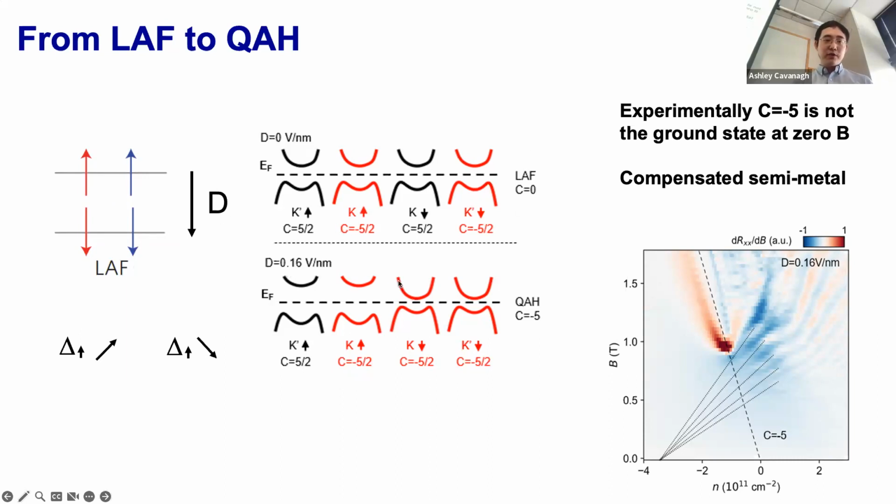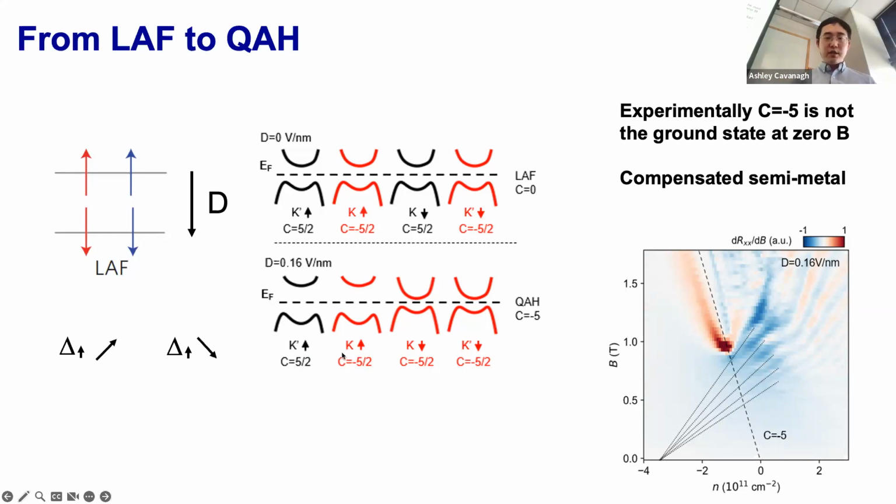As you apply displacement field, you're increasing the gap of the spin up species, and you're shrinking the gap of the spin down species. Sorry, this is a typo. This should be spin down. And maybe at some point, you close one of the gaps and then reopen it. So the Berry curvature and the Chern number of that species got flipped upside down. Then you have 3 copies with the same Chern number. The other copy has the opposite Chern number. You add them up, you get the C equals -5 state.